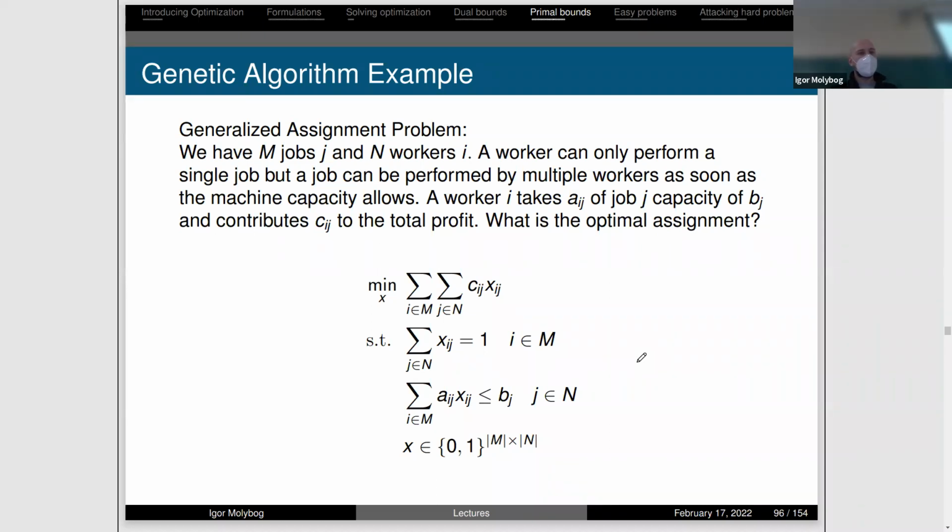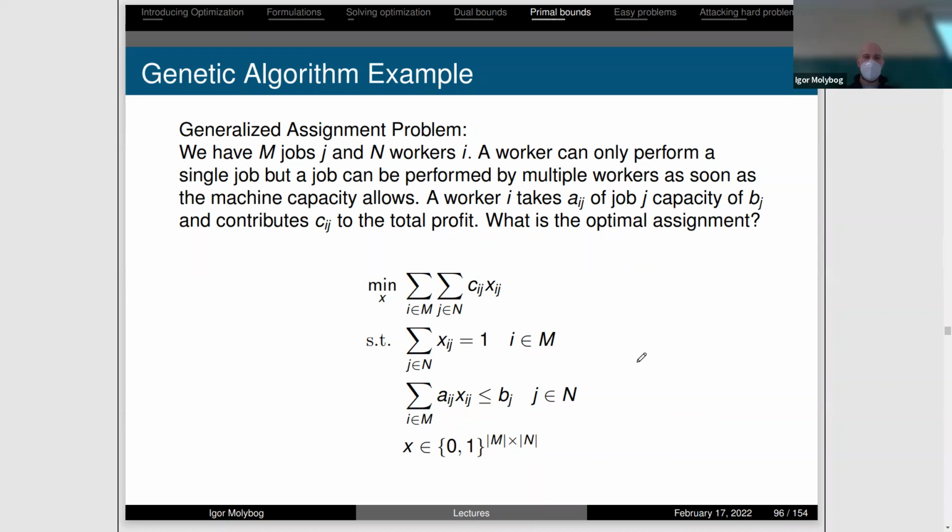So we have this generalized assignment problem where you have m jobs and n workers, and a worker can only perform a single job, but a job can be performed by multiple workers. So it essentially means that there are multiple tables on which workers can work. A job is basically a production of a specific type of item of a product, and a single worker can only work on one type of product, but several workers can produce the same type.